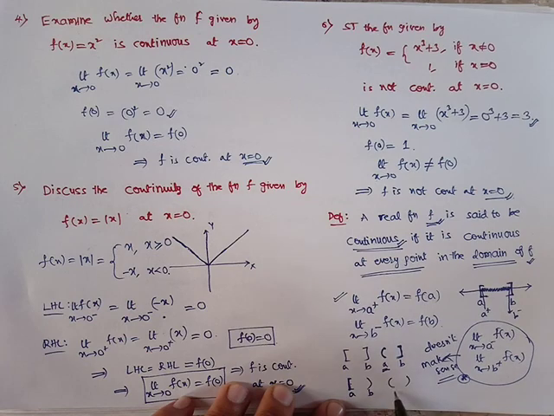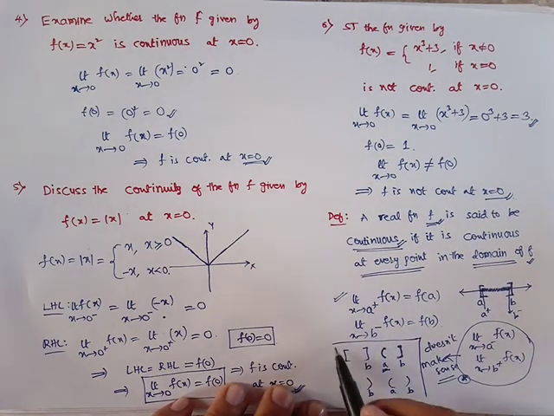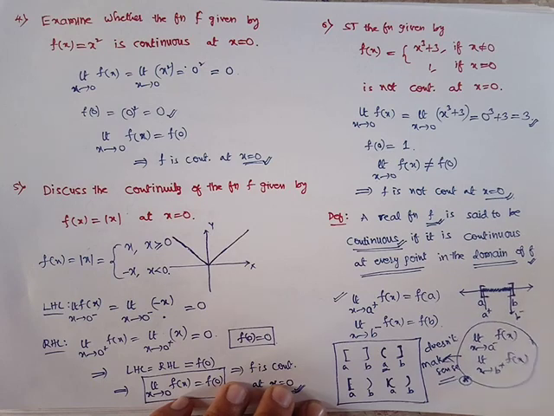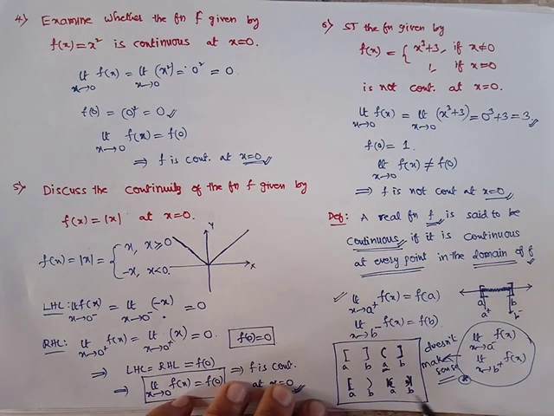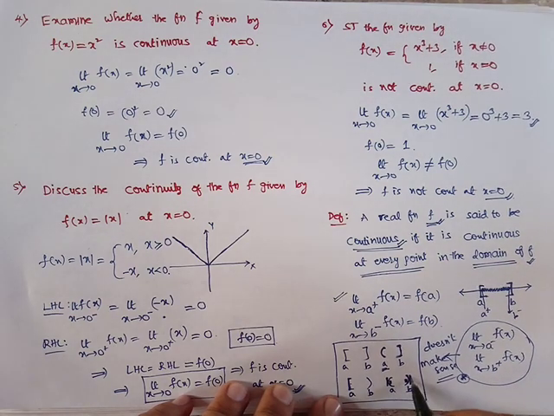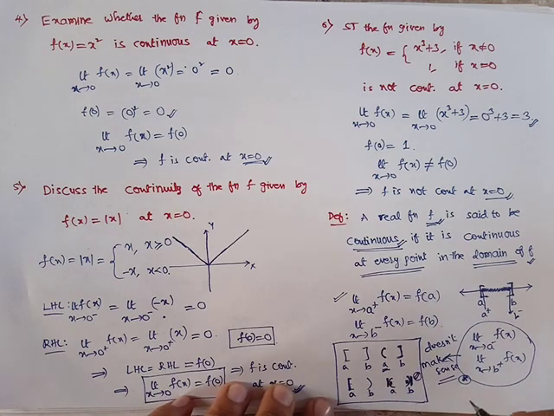And when both ends are open intervals, it does not make any sense to take x equals a and x equals b. Even if you take a plus or b minus, they are not equated to f of a and f of b.